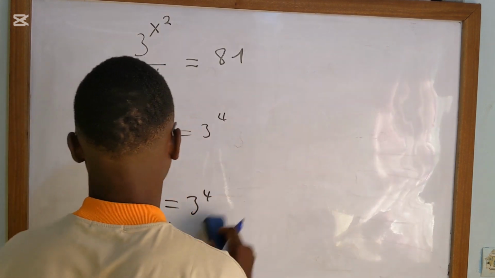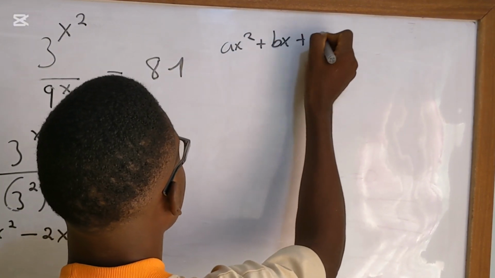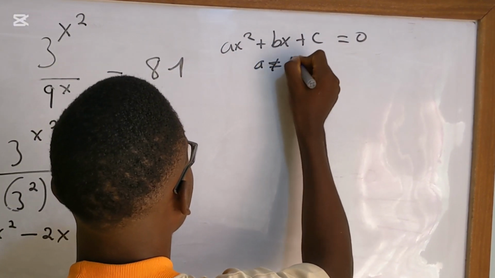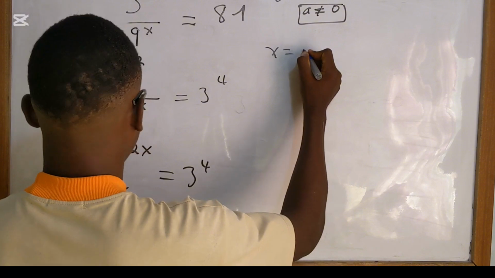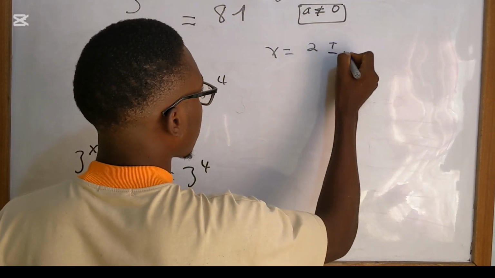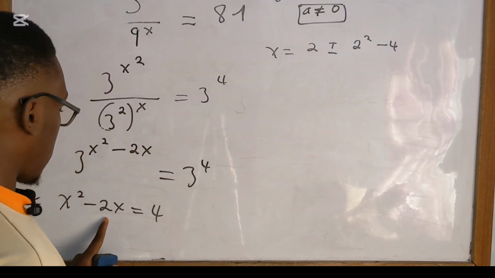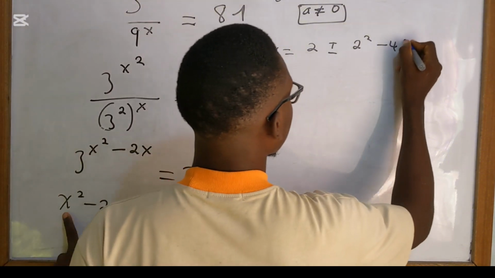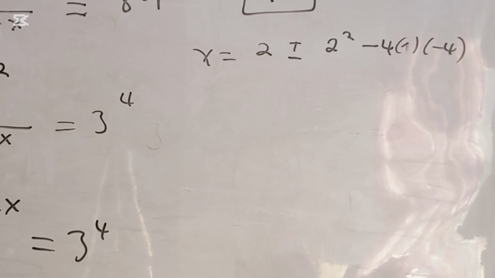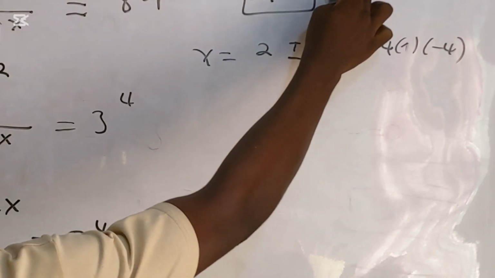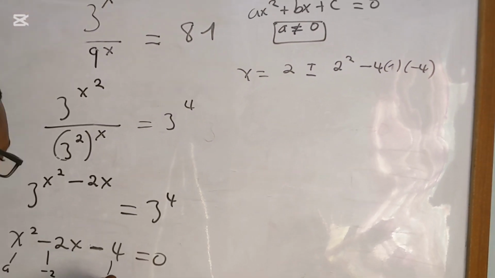Hence, we use the law of indices. That will be ax squared plus bx plus c equals 0, where a is not equal to 0. The quadratic formula. Okay. Hence, to solve for x, x is equal to what? Negative b, that is b, that will be negative of negative 2, plus or minus square root of b squared, that will be 2 squared, minus 4 times a, what's a? 1, times c, that is minus 4. We have to bring this 4 here, we forget, equals 0, so it should be in this format too. Okay, c is minus 4, this is our a, 1, b is minus 2, c is minus 4.